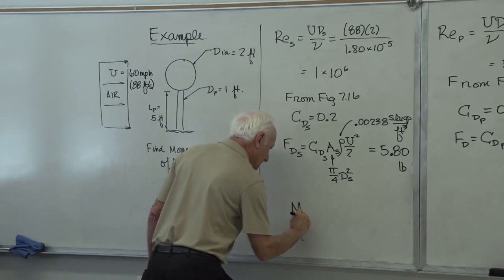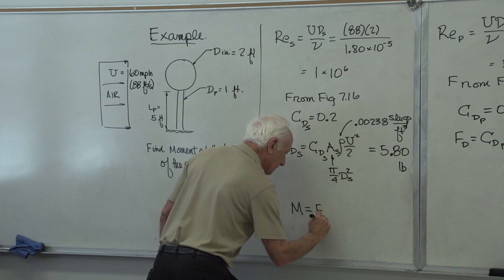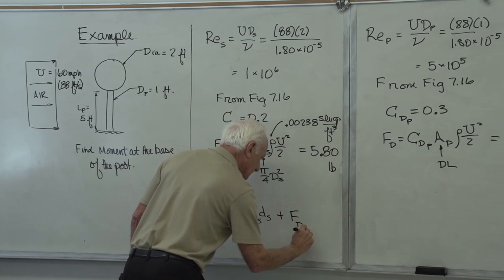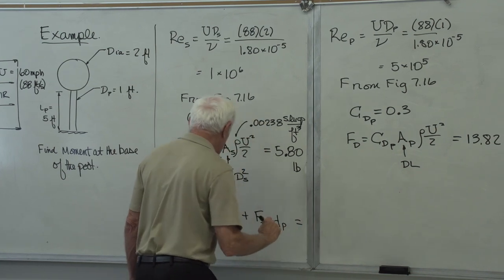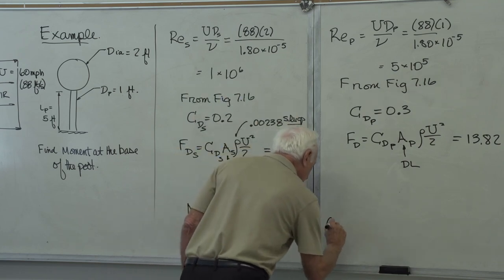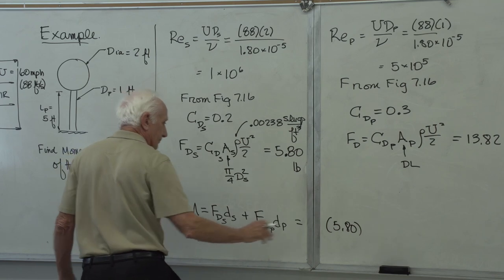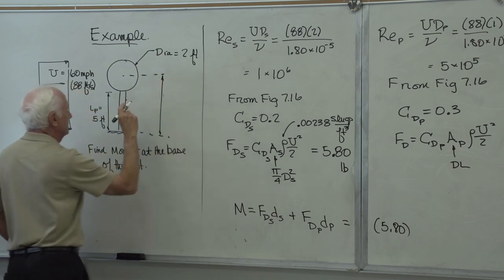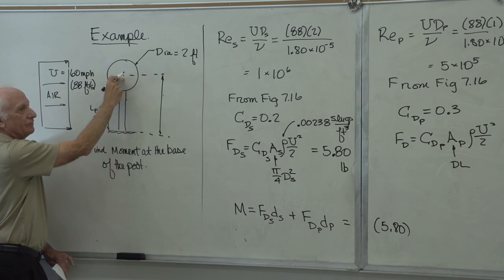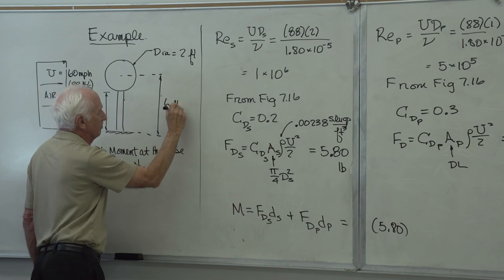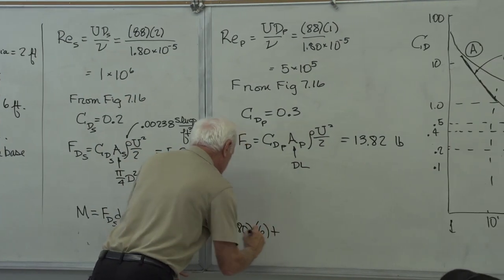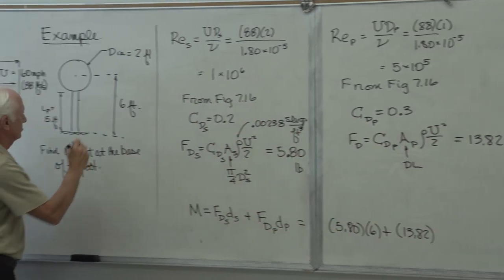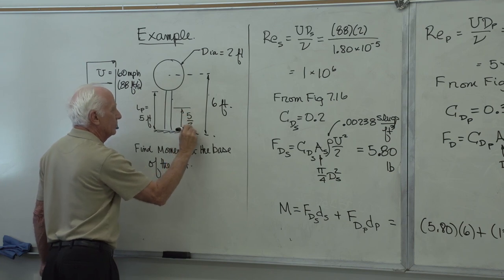So now the moment. Moment is equal to drag force on the sphere times the moment arm for the sphere plus the drag force on the post times the moment arm on the post. Drag force on the sphere right here, 5.8. The distance is 5 plus the radius, 2 feet diameter, radius 1 foot, 5 plus 1, 6, times 6, plus the drag force on the post, 13.82, times the moment arm for the post, halfway up, 5 over 2, 2.5.